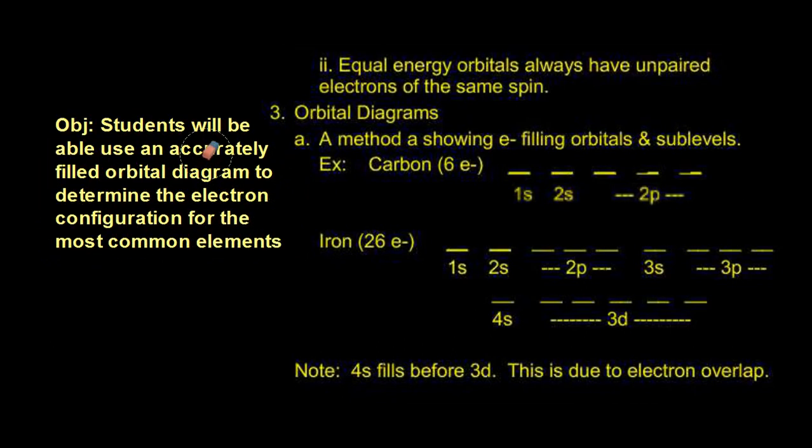Okay, and this is the objective for this one. Students will be able to use an accurately filled orbital diagram to determine the electron configuration for the most common elements. And here's how it works. Okay, the orbital diagrams demonstrate how we fill our orbitals and sublevels.